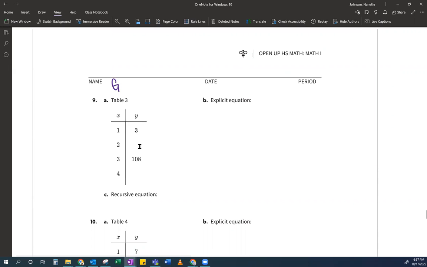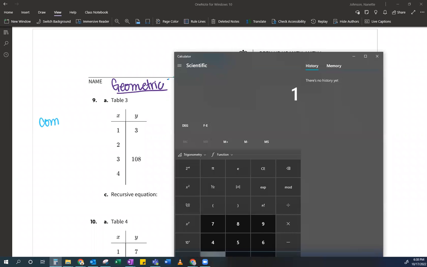It'll give me 108. And if you look at what we were doing earlier, because this is a multiplication, I am going to actually divide to figure out my common ratio. So the very first thing, my common ratio, I'm going to divide 108 divided by 3. I'm going to use my handy dandy calculator because I just want to make sure that I get this right. 108 divided by 3 is 36.